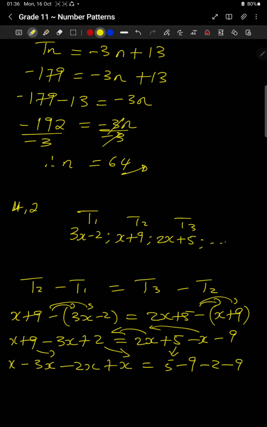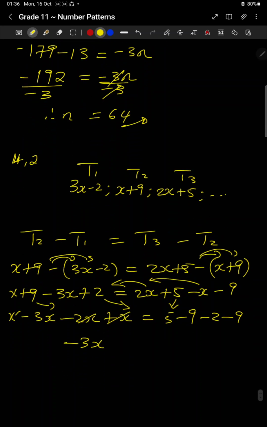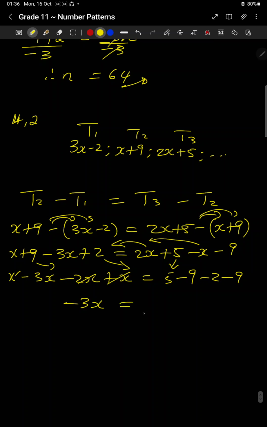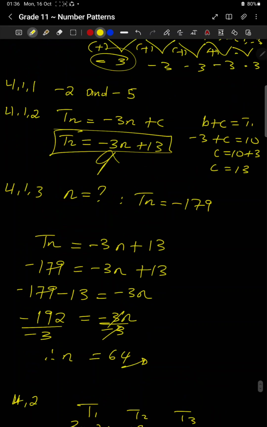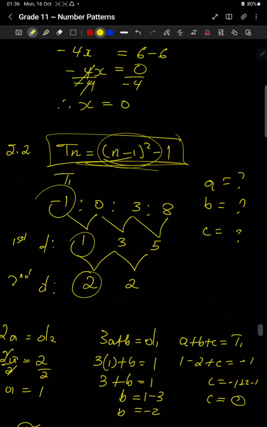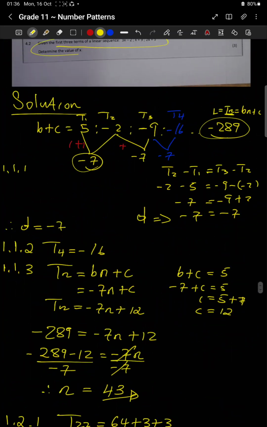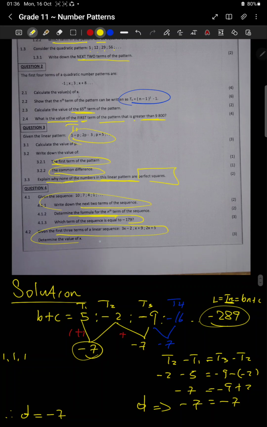Finally, the x on this side will nullify with the x on the other side. We're left with -3x equals -15. We divide by -3 on both sides. The value of x must be 5. Simple as that. I think that was the last question. Let me just confirm that. So here, x is 5.